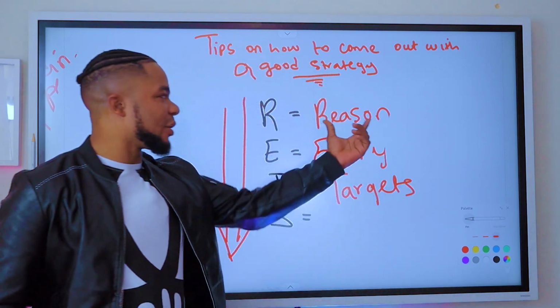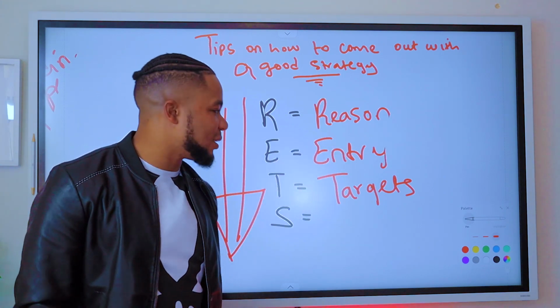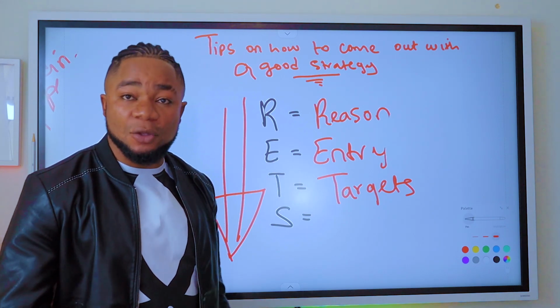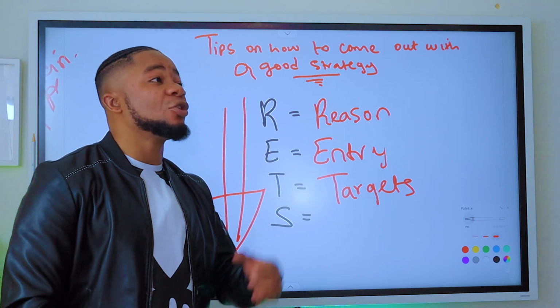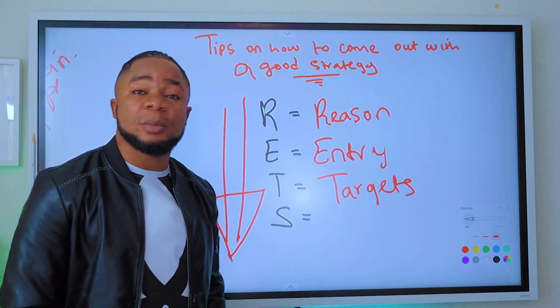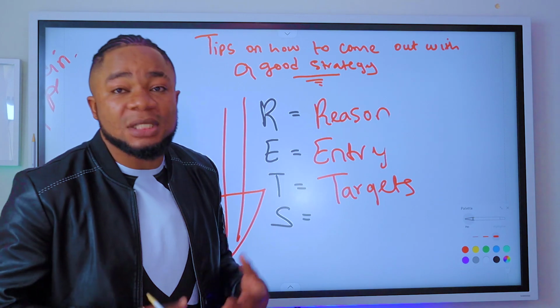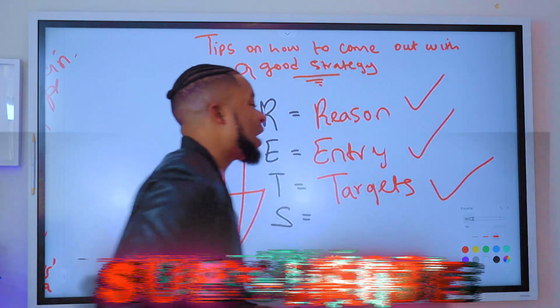So after you've had your reason for using that strategy, you've had your entries. Now T stands for your target. Where are your targets going to be? Where are you going to be placing your target? Where are you going to be placing your stop loss? Where are you going to be placing your buy stop? And if the trade goes your way, do you plan to use trailing stops and all of that? That now, we're talking about target.